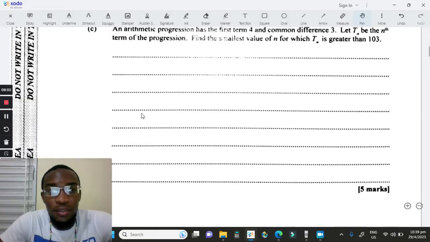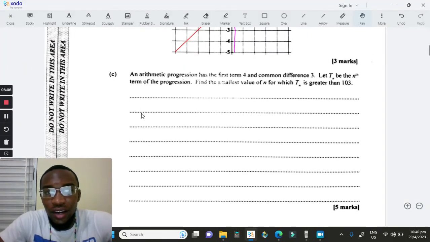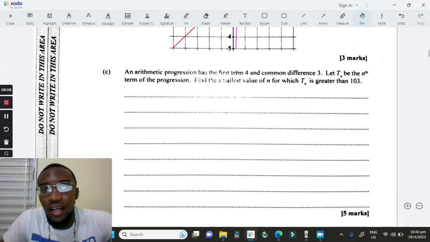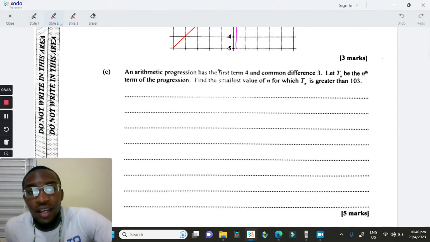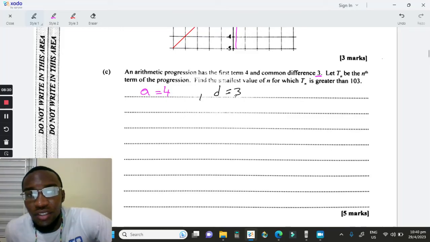Now, the next part. It says an arithmetic progression has first term. And by the way, if you're seeing it a little blurry, I'm seeing it blurry too. When I download the paper, this is how I got it. So now it says an arithmetic progression has first term 4. So first term we use the letter a. And it says it has a common difference of 3. Common difference d is equal to 3.